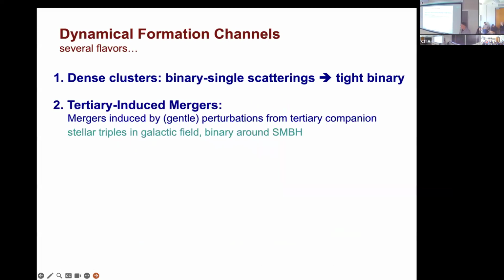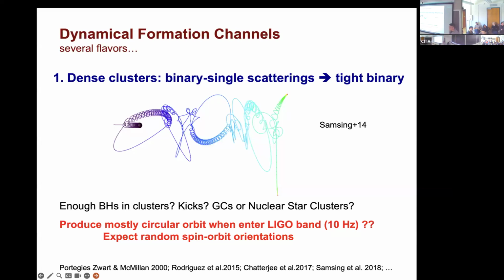Why is it circular again? Sorry, the scattering itself doesn't. Yeah, so basically it does not have to be. It's just that typically the orbit after the third one is gone is still quite big. It takes time for them to merge. Exactly, yes.